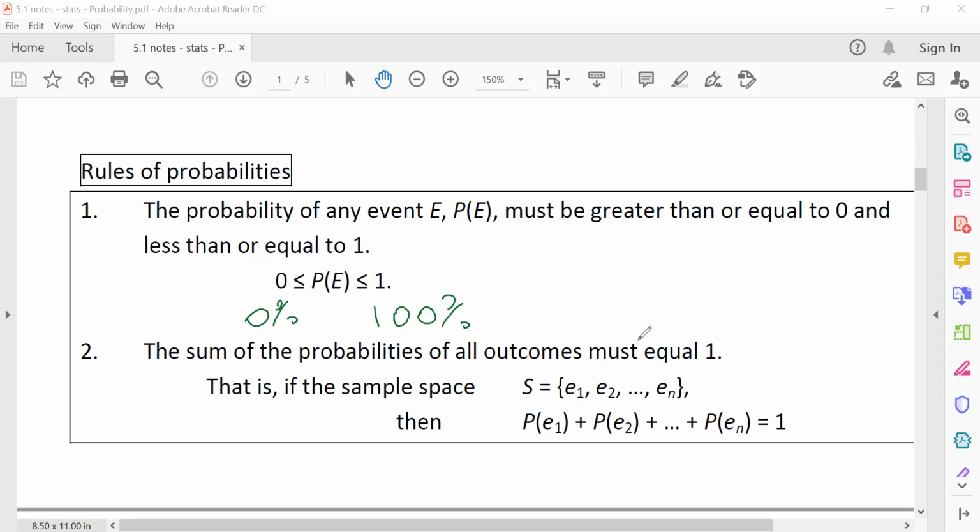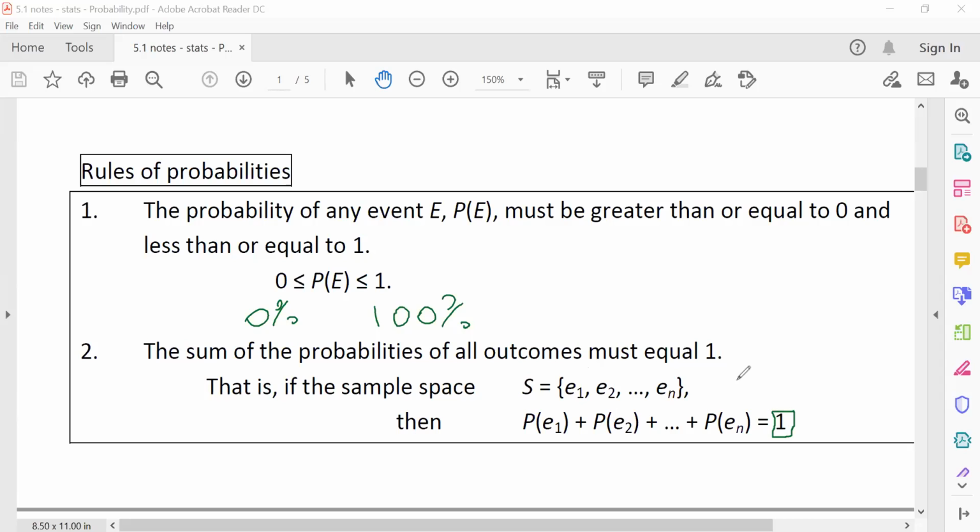We also have another very interesting rule. If I add up all the probabilities in the sample space, in other words, if I take every possible outcome and add up its probability, then it must add to 1 or 100%. Which again makes perfect sense. The highest you can go is 100%.